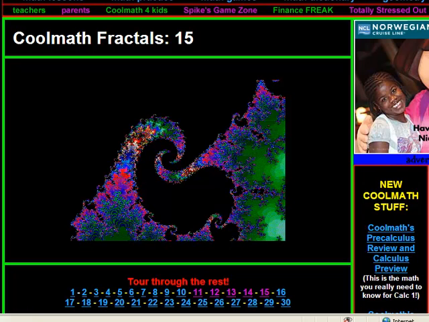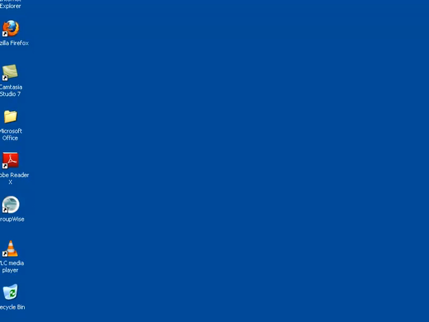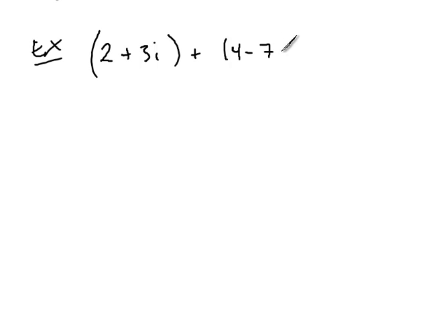Okay, back to complex numbers. Okay, so one thing that you're going to be asked to do in this chapter is to add and subtract. I want to go back to black. So let's say that you have 2 plus 3i, that's a complex number, plus 4 minus 7i. Okay? And you want to add those together.